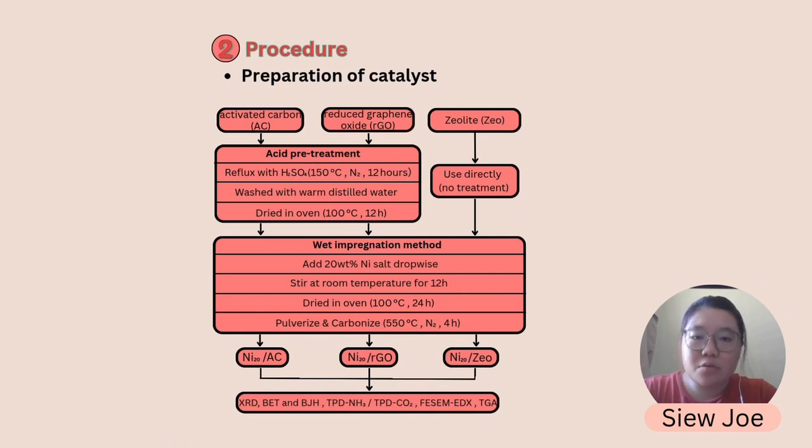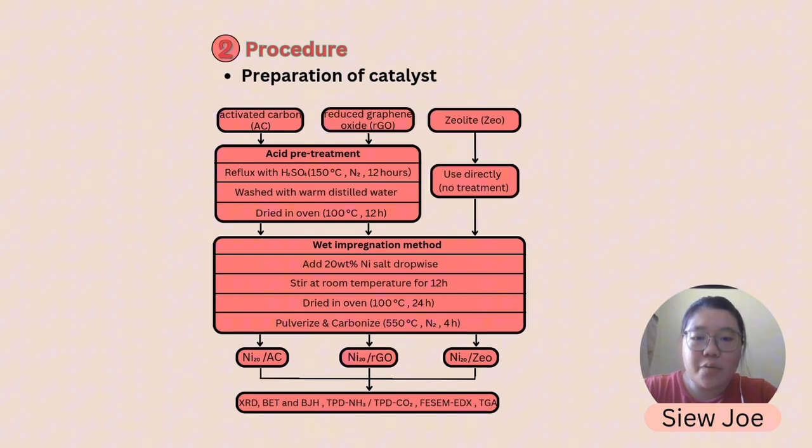First, the activated carbon and also the reduced graphene oxide. They will undergo acid pre-treatment, followed by the wet impregnation method. Then, the nickel-loaded activated carbon and also the nickel-loaded graphene oxide will be prepared. But the zeolite will be used directly without the acid pre-treatment, and follows the wet impregnation method like the previous catalysts. And now the nickel-loaded zeolite will be prepared.